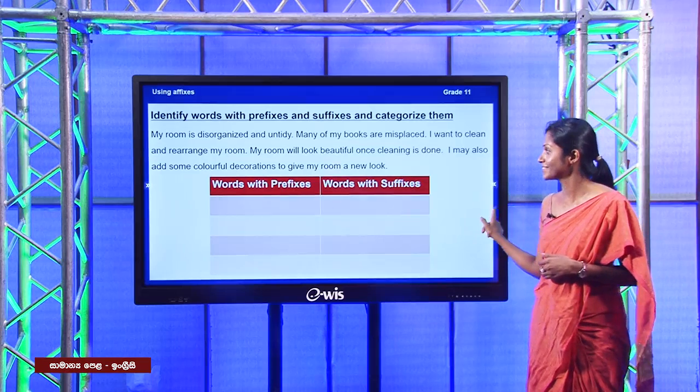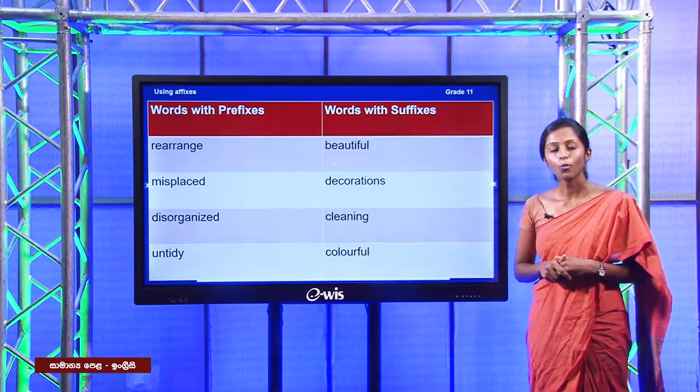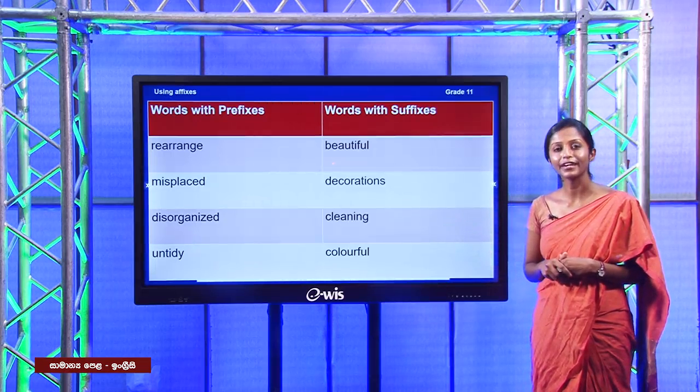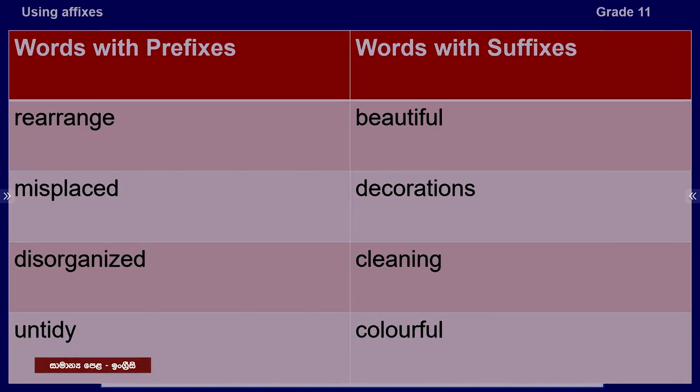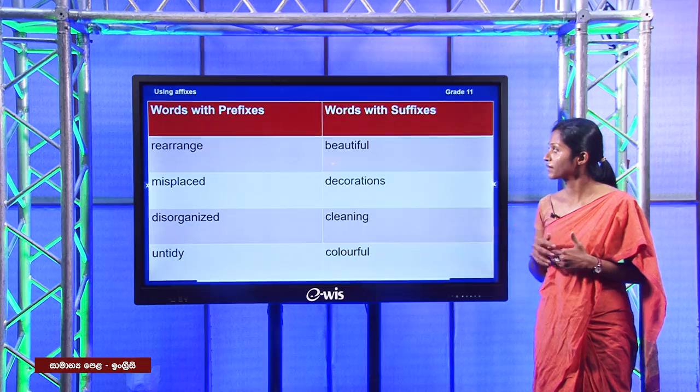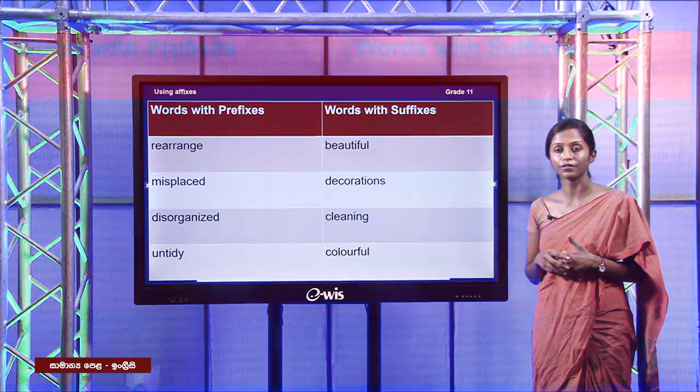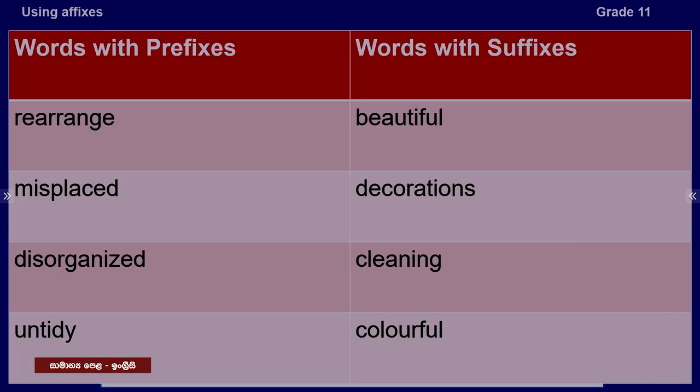Let's check the answers. What were the prefixes that you found in the given paragraph? Rearrange. Misplaced. Disorganized, dis and organized. Untidy. And the suffixes which were in the paragraph were beautiful, decorations, cleaning and colorful.